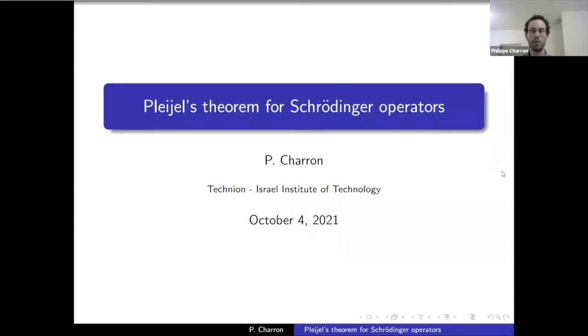Basically, Pleijel's theorem was a very classical result concerning the number of nodal domains for the Dirichlet Laplacian on a compact manifold. However, it turns out that the same idea that was used by Pleijel can be applied to a broader class of problems, which we'll discuss today.